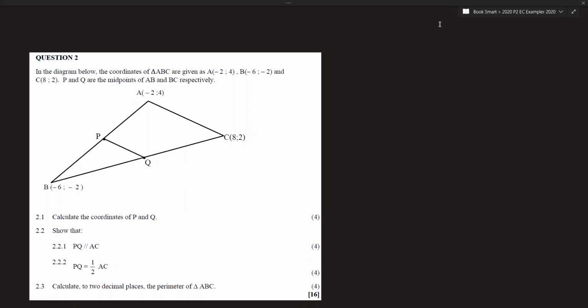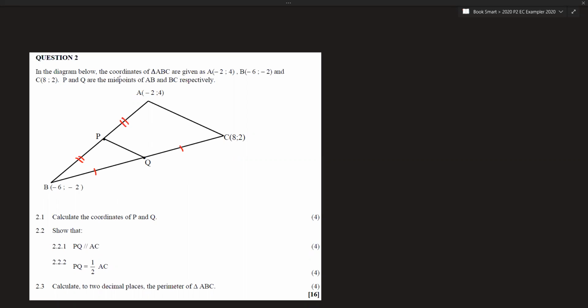Okay, so here they say in the diagram below, the coordinates of A, B, and C are given. P and Q are midpoints. P is a midpoint of AB and Q is a midpoint of BC. So what they're telling me is that this part is the same as that part. Then this part, B to Q, is the same as Q to C, right? Perfect. And then the first question they want me to calculate P and Q.